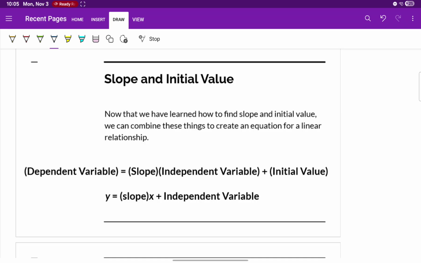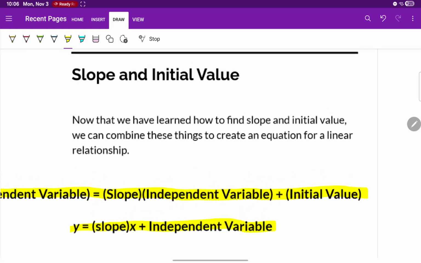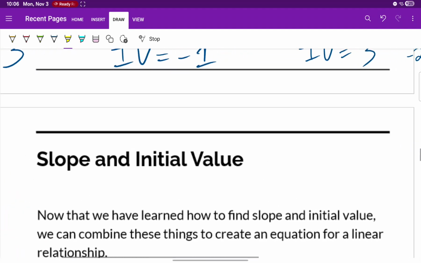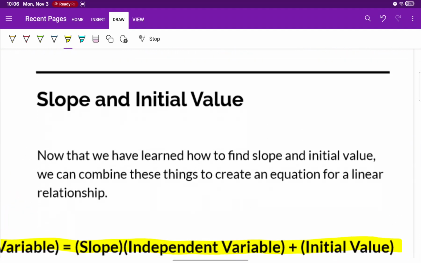That was interesting. Okay. So what you need to do right now is you need to, somewhere on your page or in your notebooks, copy down these two formulas. Okay, these are very important for what we're going to be talking about next. And I'm just going to read this little blurb here, and then we will continue. So it says here first, that now that we have learned how to find the slope and the initial value, we can combine these things to create an equation for a linear relationship.